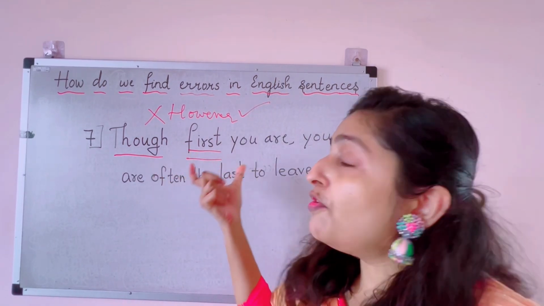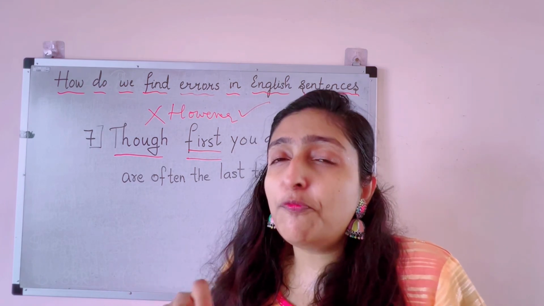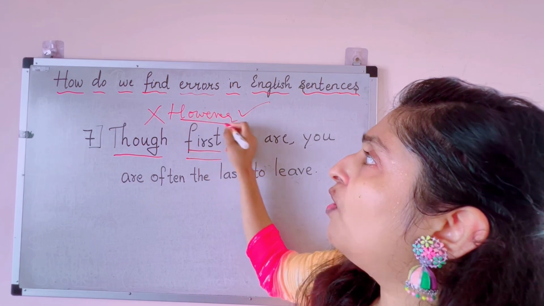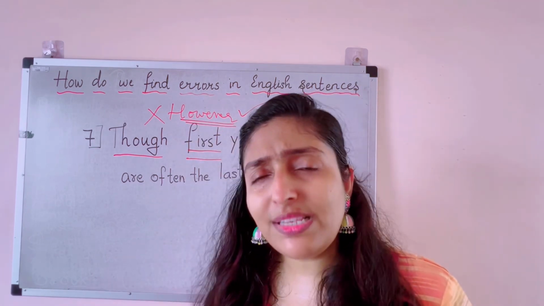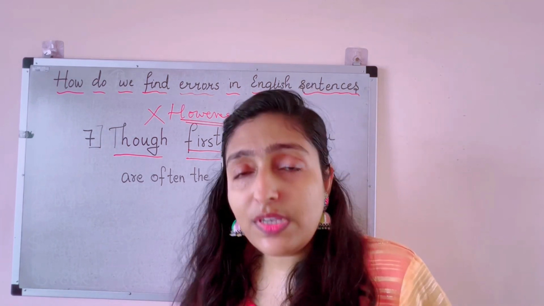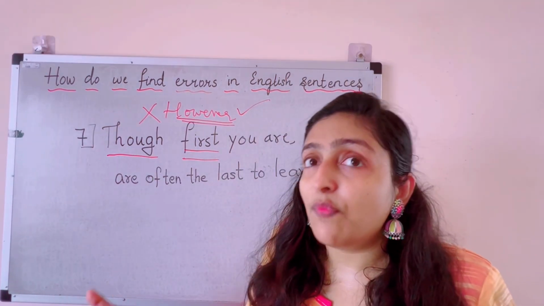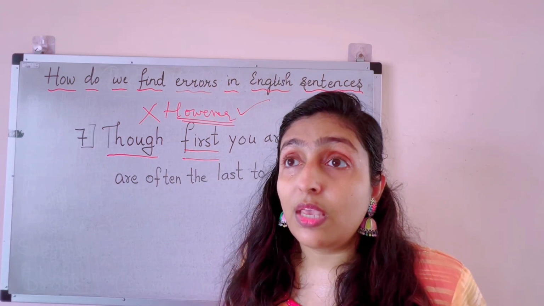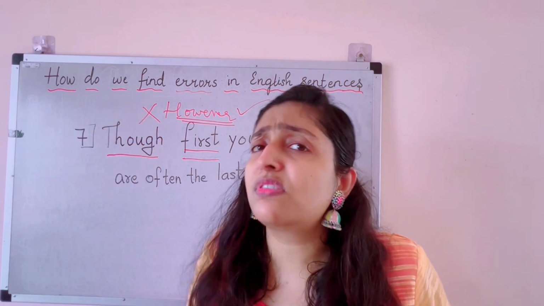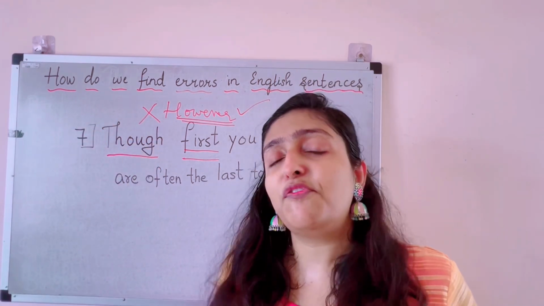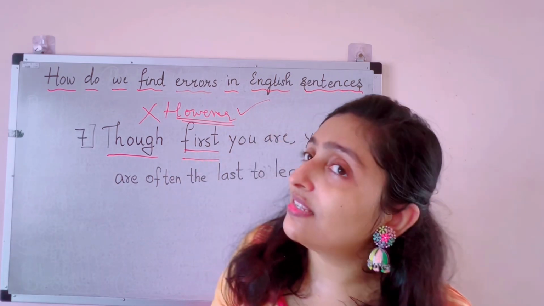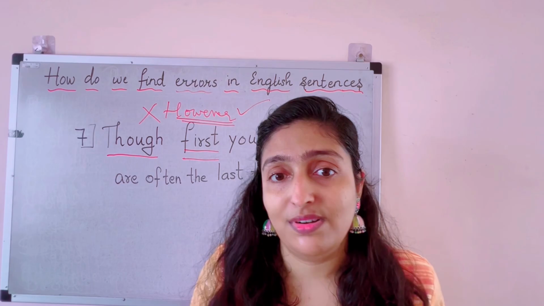Though first you come sounds a little bit like poetic language, a poetic line. So for a normal sentence construction, you can use however first you are, however speedy you are. We say however fast you are, you slow down in the end. So when you have to introduce contradiction in the beginning itself, and when the second word is mostly an adjective, then in such cases you can use however.